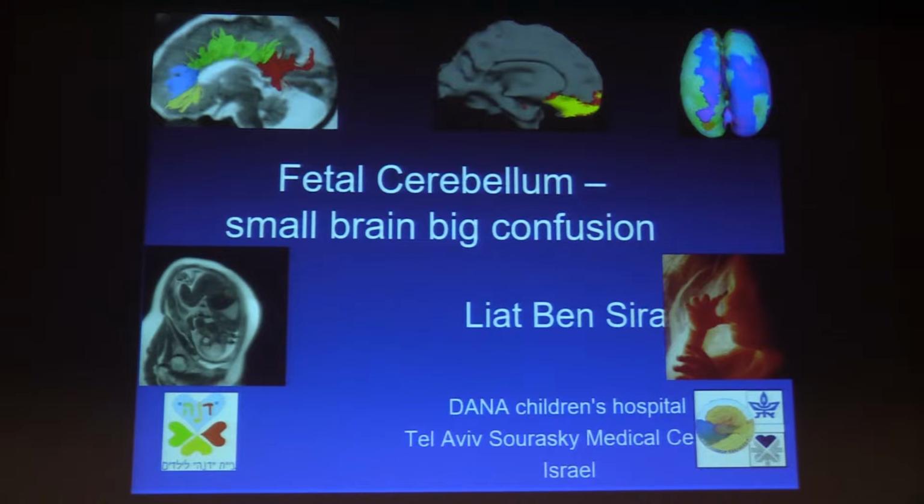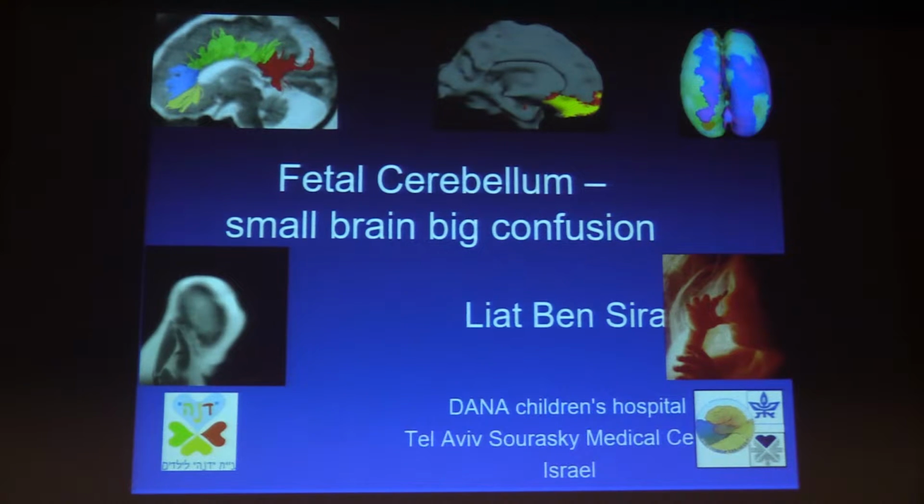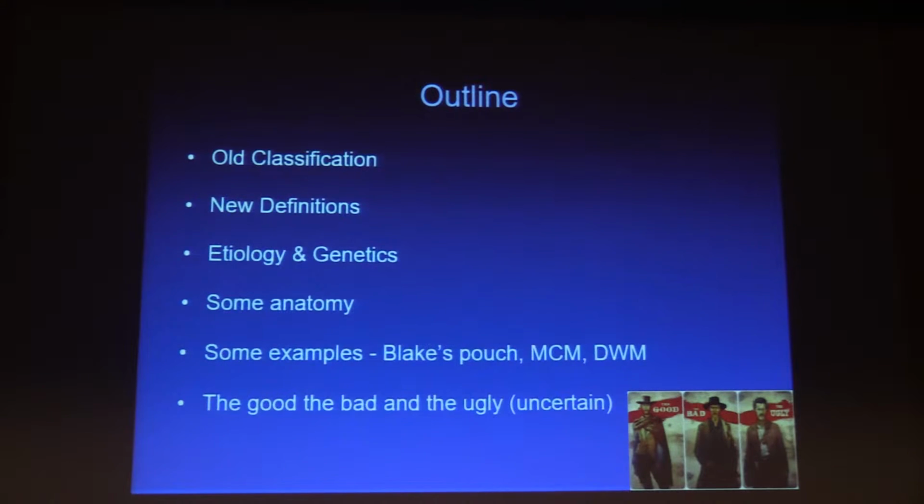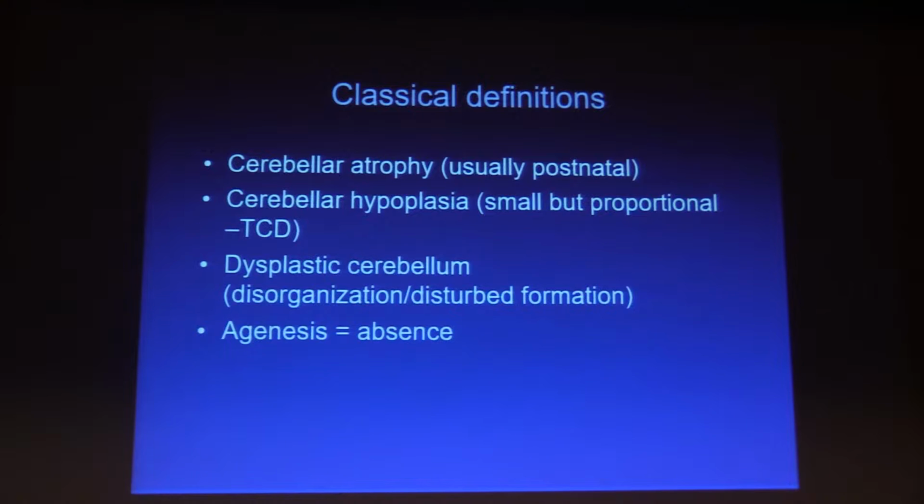Many of the important people dealing with this, like Boltshauser, have given many lectures that deal with that. So, as an outline, we're going to talk a little bit about the old classifications. I'm going to try and go into the new definitions, etiology and genetics, some anatomy, very few examples, and then we'll try and talk about the good, the bad, and the ugly, the uncertain cases that make our lives so complicated. So these are really short-term cerebellar atrophies, usually a postnatal process. Hypoplasia is a small but proportionately normal cerebellum, dysplastic is a cerebellum with disorganization, and of course we have a confusion with the agenesis or the hypogenesis.